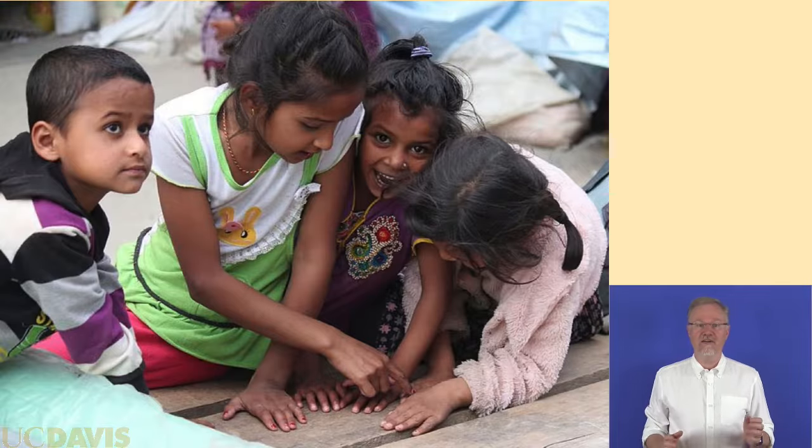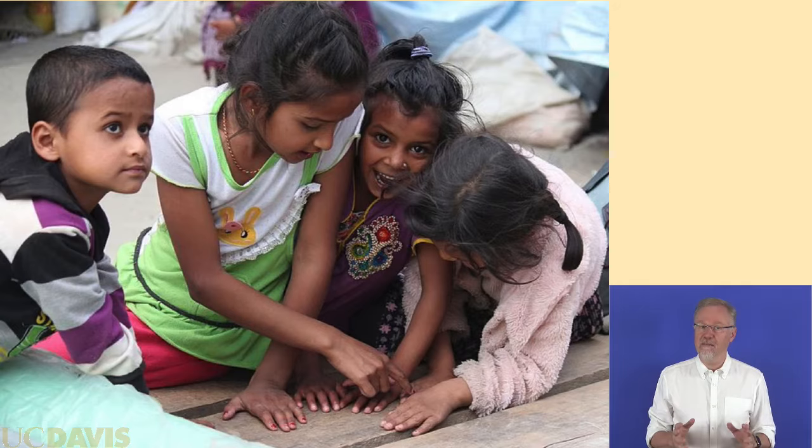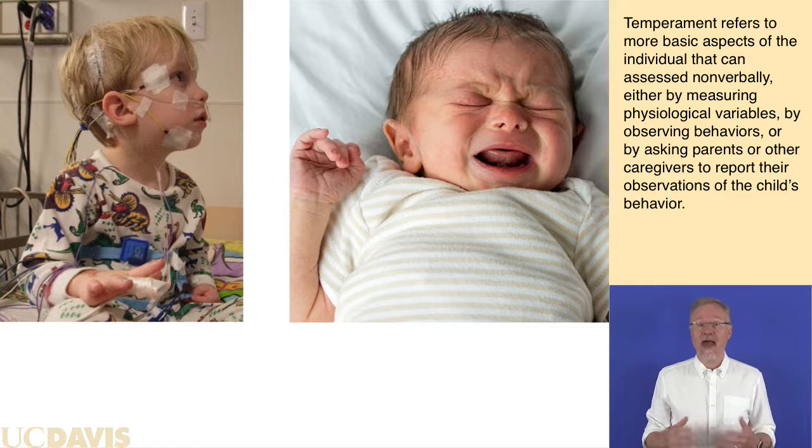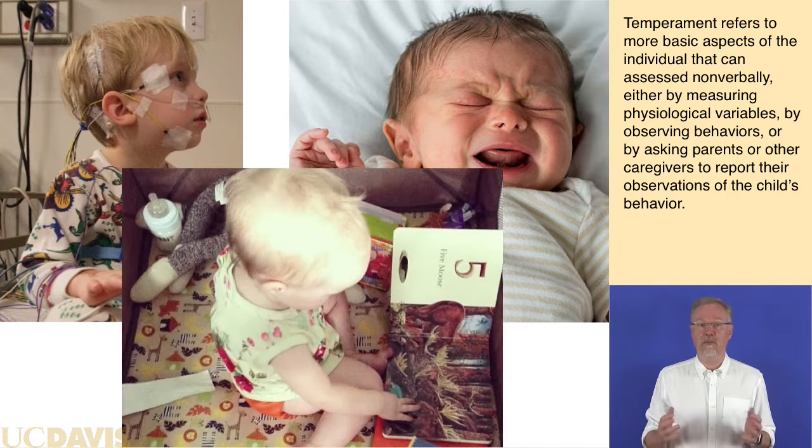A lot of work has looked at how factors during infancy and early childhood are related to personality. Researchers tend not to use the term personality to describe infants and toddlers. Instead, they use a related but distinctly different term, temperament. Temperament refers to more basic aspects of the individual that can be assessed non-verbally, either by measuring physiological variables such as heart rate, by observing behaviors such as fussing or playing, or by asking parents or other caregivers to report their observations of the child's behavior.